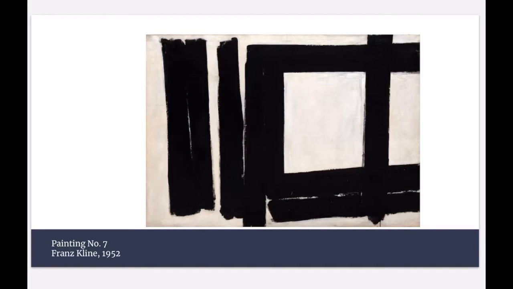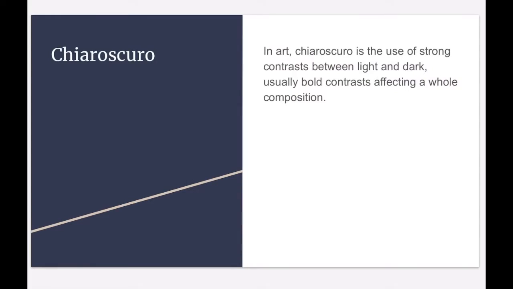We can't bring that up without addressing this concept in art called chiaroscuro. Chiaroscuro is the use of strong contrast between light and dark, usually bold contrasts that affect a whole composition. The really cool thing about chiaroscuro is that it creates a lot of drama in a piece. It makes it really dramatic.